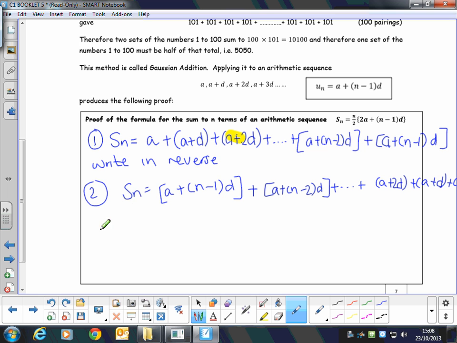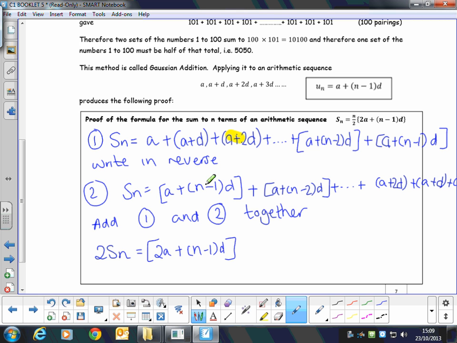So now what I'm going to do is add 1 and 2 together. If I add 1 and 2 together, I've got Sn plus Sn, which gives me 2 Sn. And then I'm going to add each one of these pairs together. So I've got A plus n minus 1D, which gives me 2A plus n minus 1D.